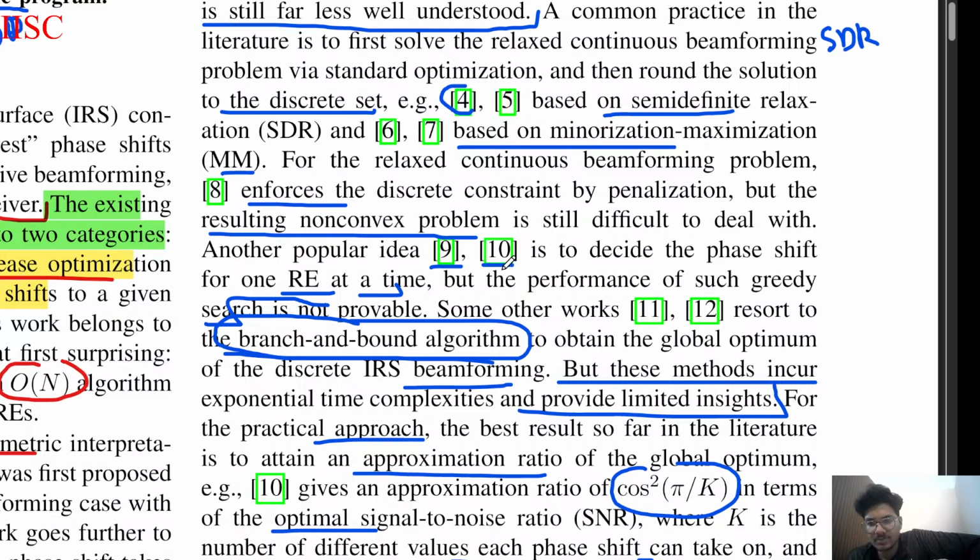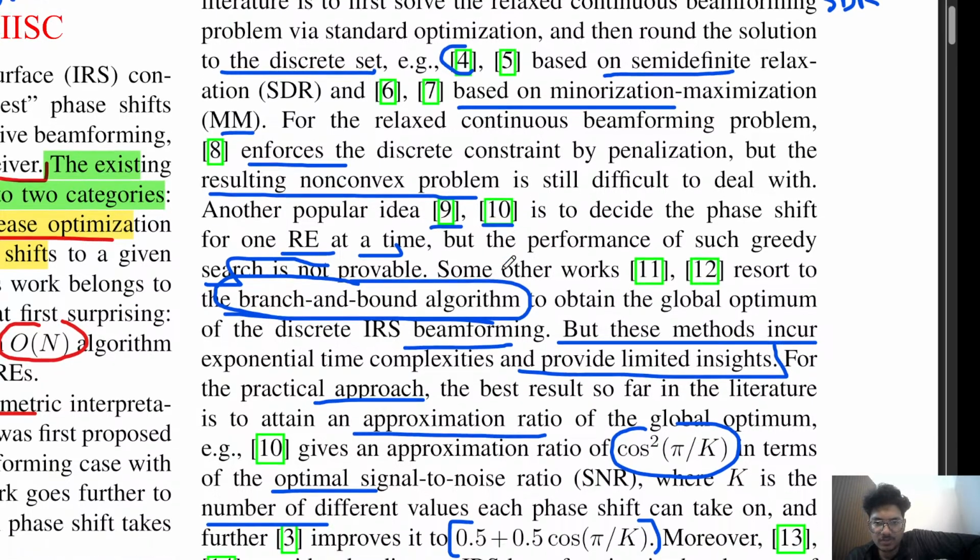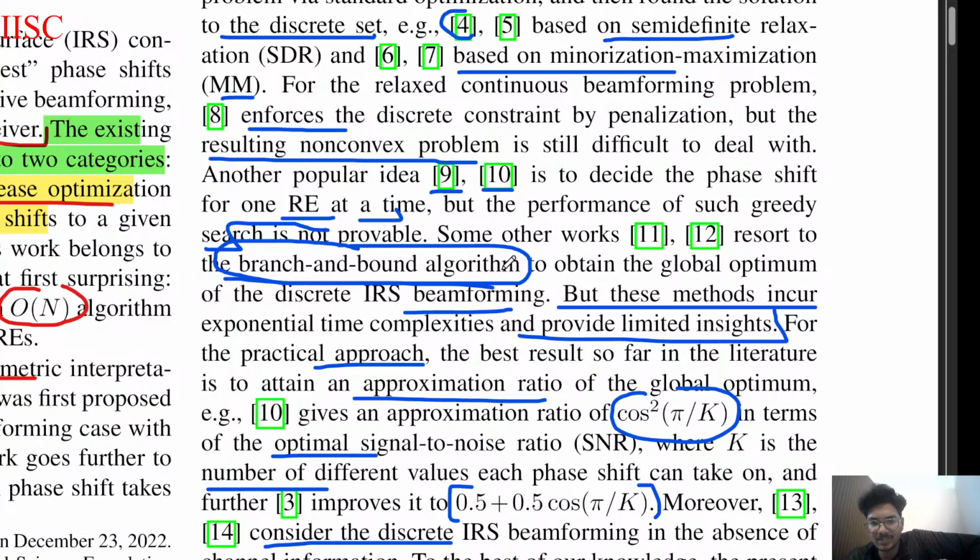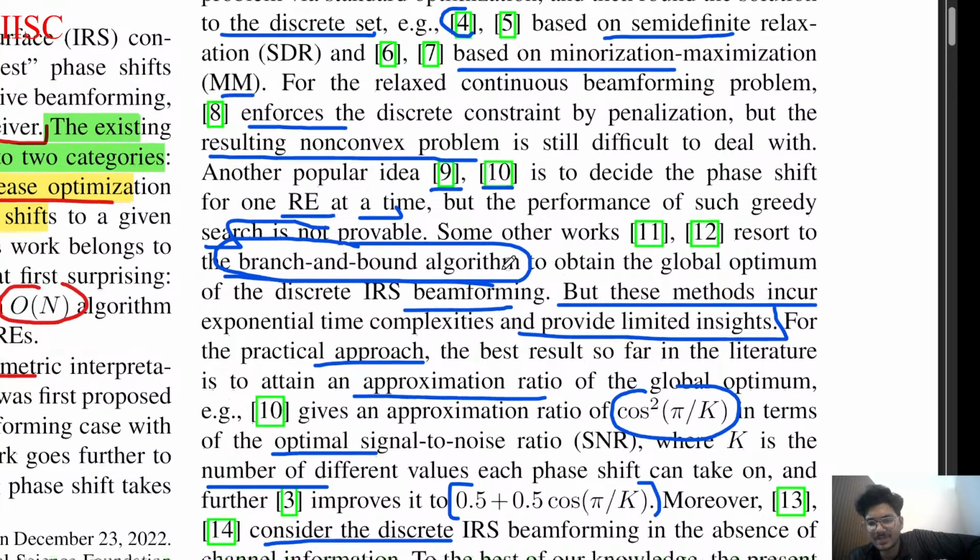For the practical approach, the best result in this literature attains an approximation ratio of cos squared of pi over k of the global optimal signal-to-noise ratio. Here k is the number of different discrete values for the phase shift. Further, in another paper, the approximation ratio is 0.5 plus 0.5 cos of pi over k.